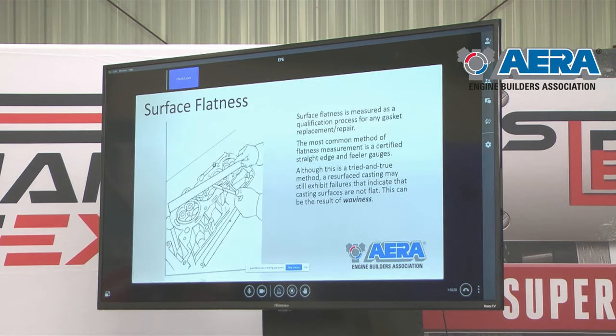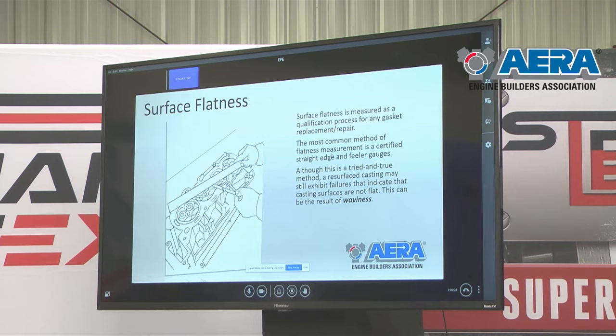Surface flatness, and again, in our world, for the most part, typically flatness is measured as a qualification process for any gasket replacement or repair. The common method of flatness is with a certified straight edge and feeler gauges. Although it's a tried and true method, it's still done every day all across the world to qualify: do I need to resurface this head or not? It still is not an indication of waviness.